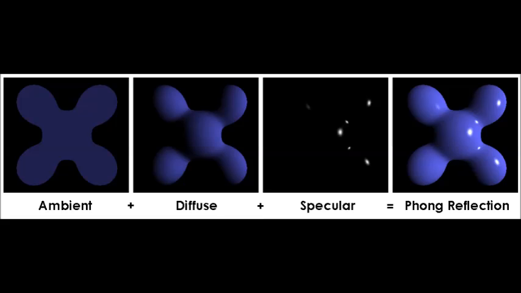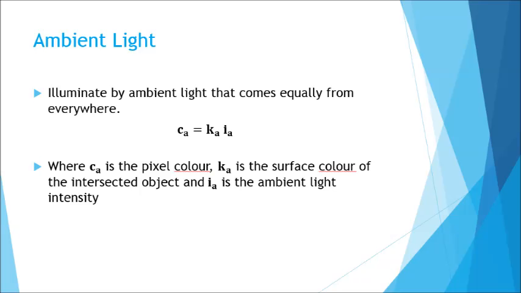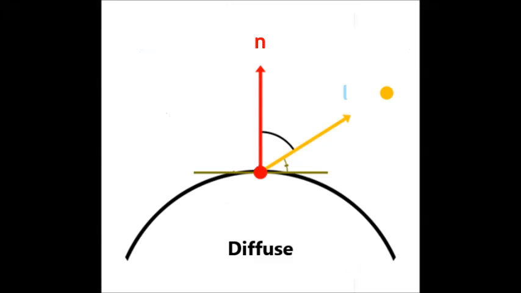So we want to make ambient light, diffuse light, and specular light. So let's start with ambient light. Ambient light is light that comes equally from everywhere, and as you can see from the formula on the screen, the pixel color equals the surface color combined with the intensity of the ambient light.